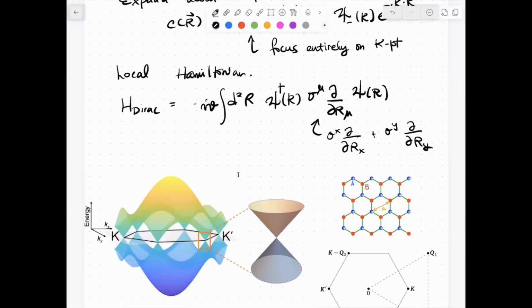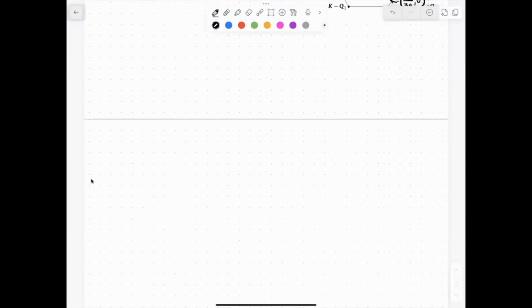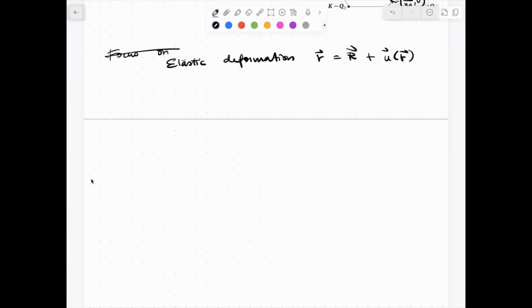Okay, and so this doesn't get us that far. What we want to do is focus on perturbations that are weak and slowly varying on the lattice scale. What I mean is I want an elastic deformation of this form. So, what does this mean? Big R here is a point on what I'm going to call the undeformed lattice. U here is the displacement field.